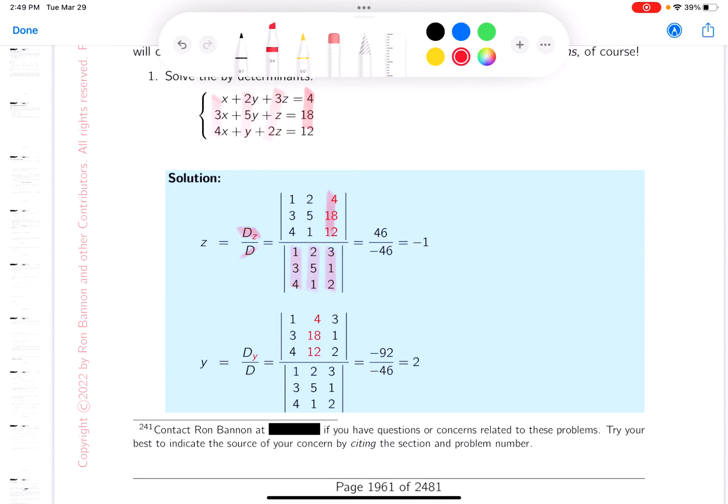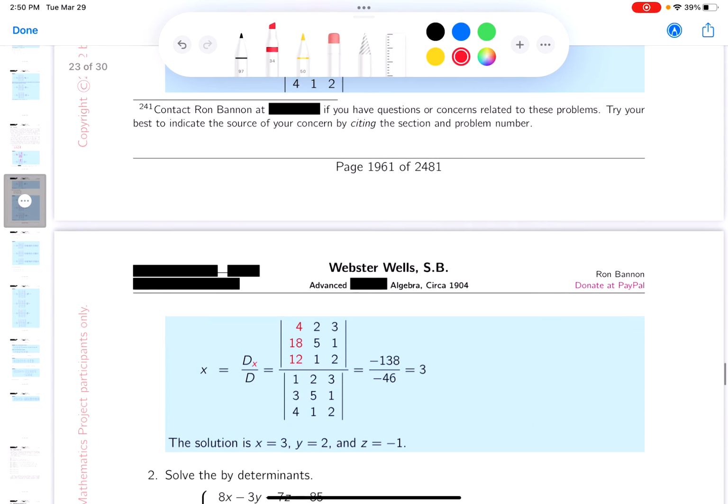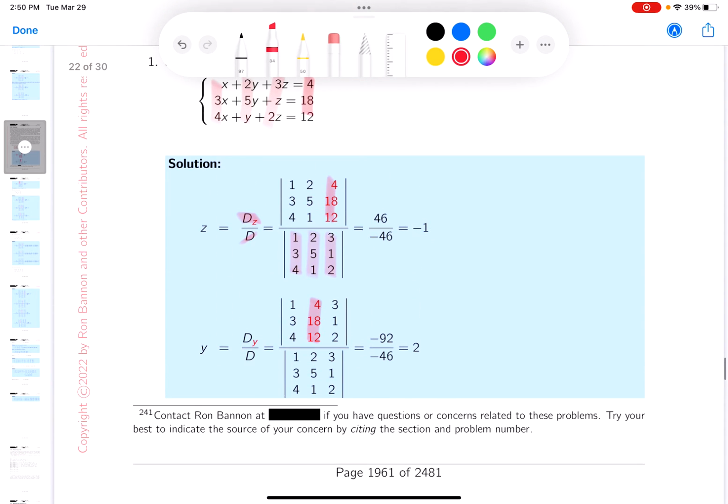So that's DZ. What's DY? Really the same thing. It looks the same. The column here is going to have the constants. That's the Y column. Then the X column would have the constants in it. You compute the determinants. You get some numbers over here.